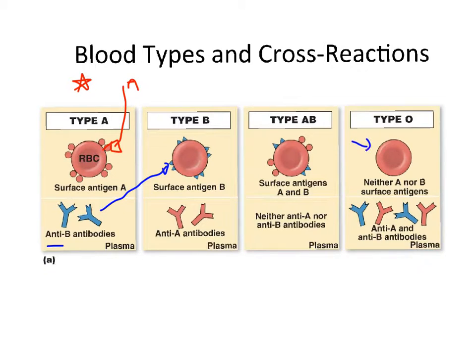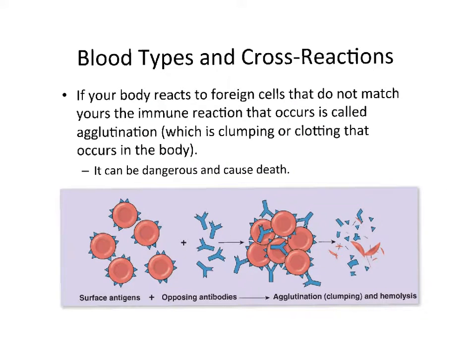Type O, as you can see, has no antigens. So no little identifying flags, which means you can give type O to anybody, because your body can't attack them. They can't see that there are any little antigens there. But the consequence of being type O is you attack all other blood types. So you couldn't receive a transfusion from anybody who's not type O blood.